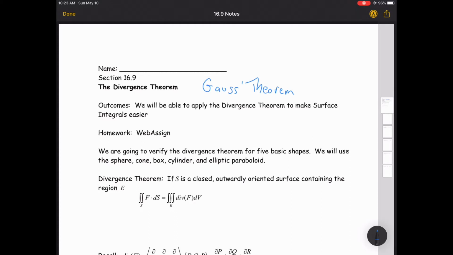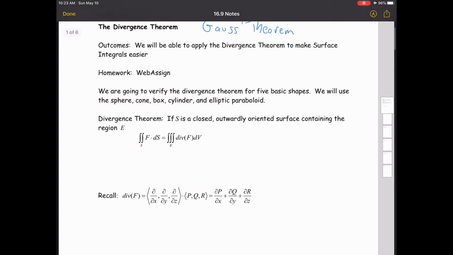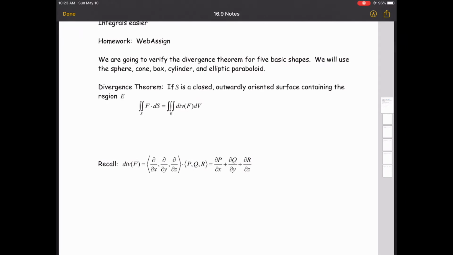So the idea behind the divergence theorem is it's going to give us a way to find the flux of a specific figure. Now the basic thing is that the figure must be a closed and outwardly oriented figure. So as you can see down here where it says divergence theorem, if S is a closed and outwardly oriented surface containing the region E, the biggest thing here is the closed part. It must be something which is completely closed.